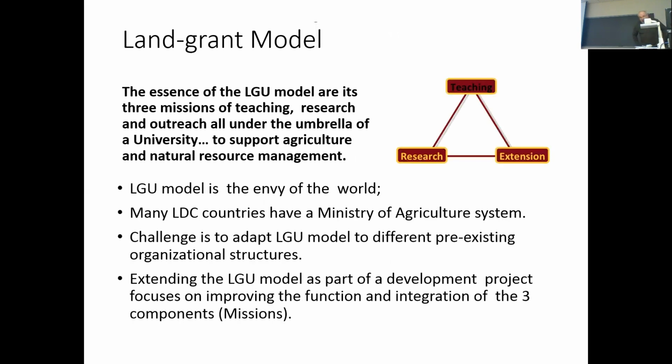Now, I'm going to shift gears a little bit and go to my next objective, which is talking about some of the history and current engagement of the college in these agriculture development projects and how we use the land grant university model, the LGU, to frame and extend our efforts. The land grant university model is what we use here in the United States to support agriculture and natural resource management and other activities in the various states. The essence of this model is its tripartite mission of teaching, research, and outreach, all underneath a university umbrella. And this model is really the envy of the world.